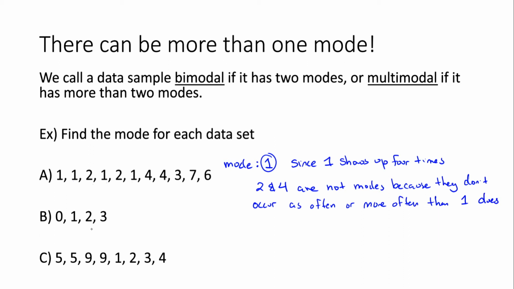Now we'll look at set B. We see 0, 1, 2, and 3. Here there is no mode. We never have any values here that show up more than once, so we don't have any mode in this set. You don't always need to have one.